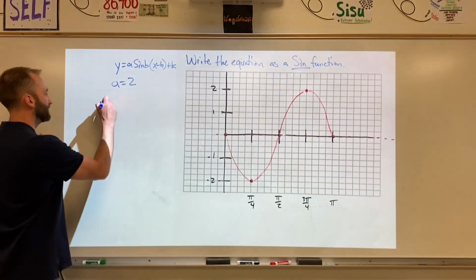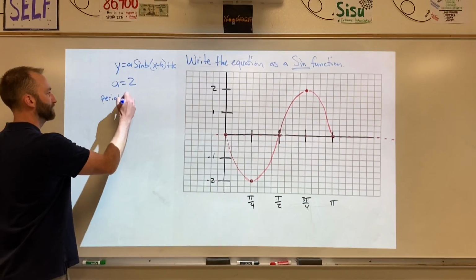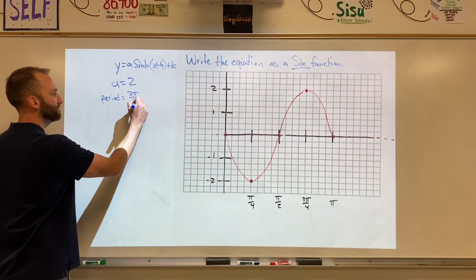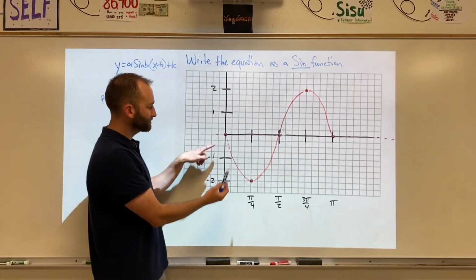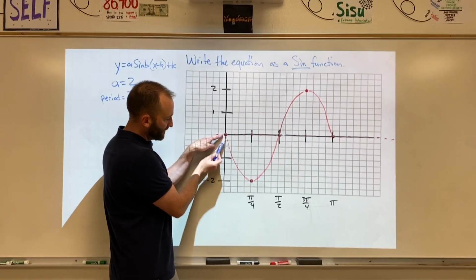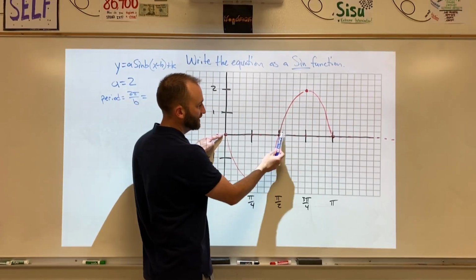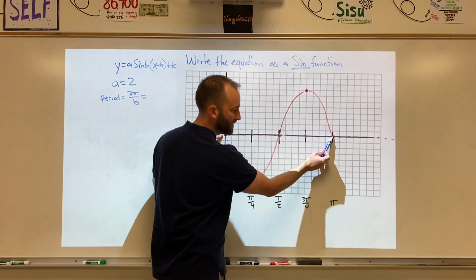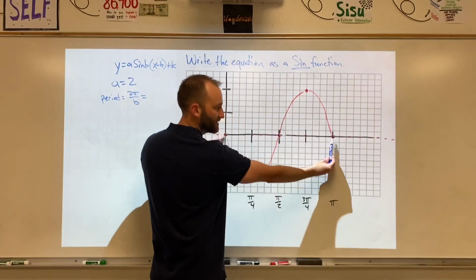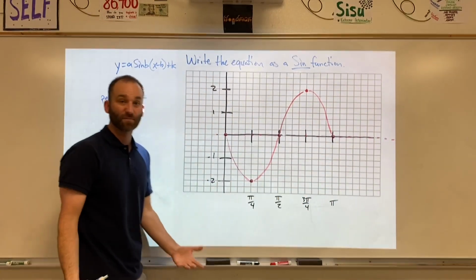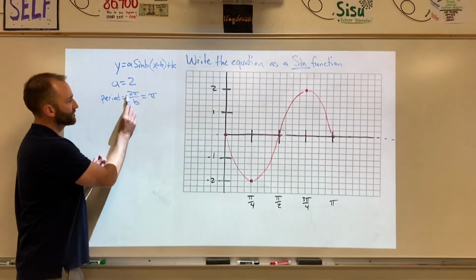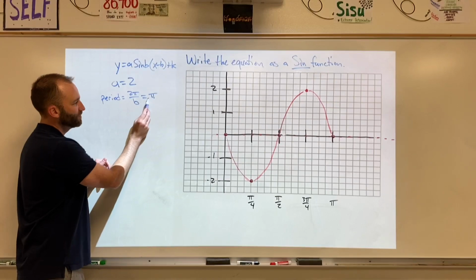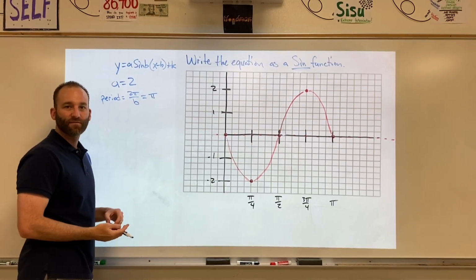Now I need to know the b value. Remember that the period is 2 pi divided by b. So what is the cycle or period that we see here? From the middle, it goes to the bottom of the hill, back to the middle, to the top of the hill, to the middle, and then it's gonna repeat. It's gonna go to the bottom. This is one period or one cycle. The period equals pi.